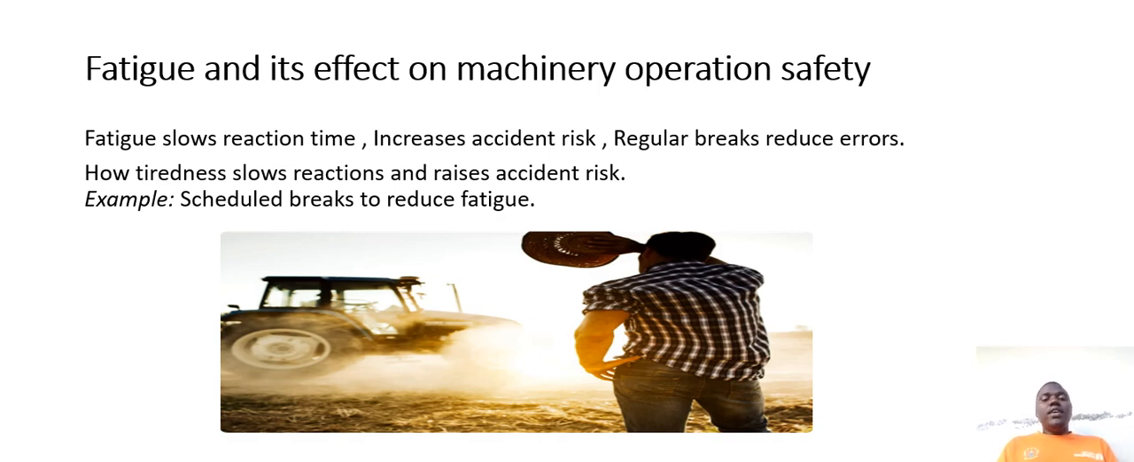Tiredness slows reaction and raises accident risk. Example, scheduled breaks to reduce fatigue. First, you schedule breaks in order to reduce fatigue. That is the person in the picture, a fatigued operator who is tired and leaves the tractor in order to rest.